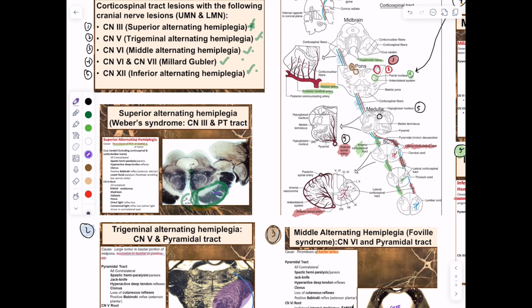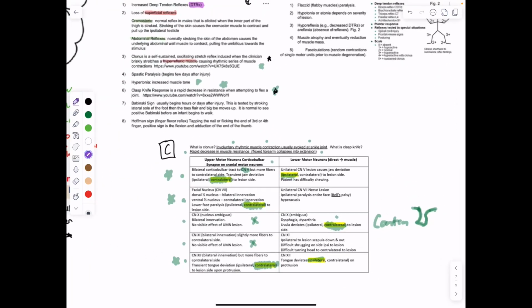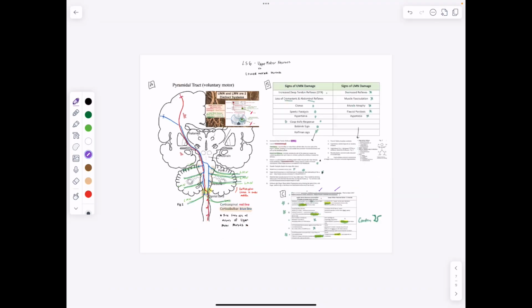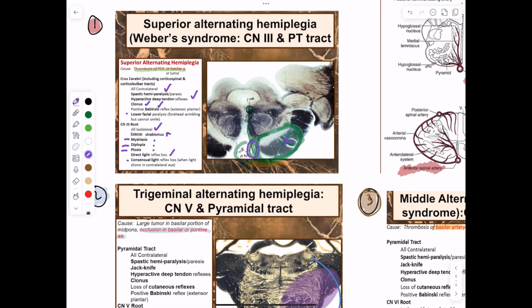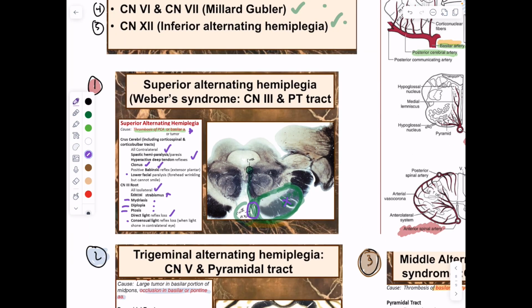Okay, and so unfortunately, if you get our corticobulbar, this would be a case of basically getting upper motor neuron, corticospinal, corticobulbar, so spastic hemiparalysis, hyperactive deep tendon reflex. Again, this is just corticospinal, clonus. Again, what is clonus? Clonus is involuntary rhythmic muscle contraction, usually evoked at an ankle joint. Okay. Positive Babinski reflex, right? That's the extension of your toes. Lower facial paralysis, that's the face. And then for the oculomotor neuron, it's ipsilateral external strabismus, so cross-eyed, and then all these are like eye drooping, double vision, and then pupil dilation. Direct light reflex loss, consensual light reflex loss. So Weber syndrome is your eyes are jacked up and you have pyramidal tract issues. And so what's causing it is thrombosis, blockage of the basilar artery.